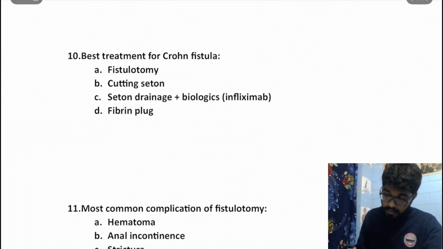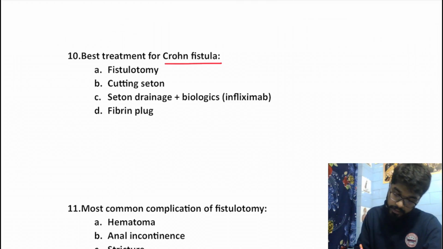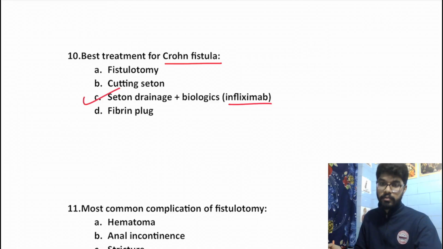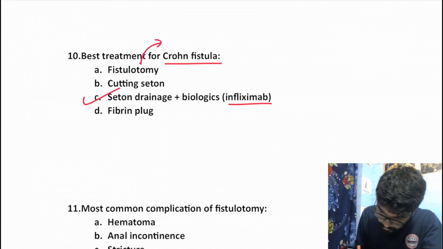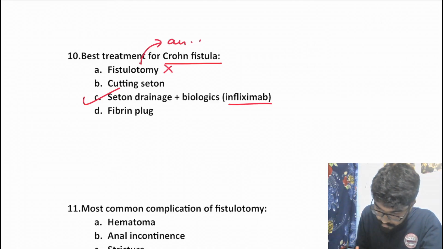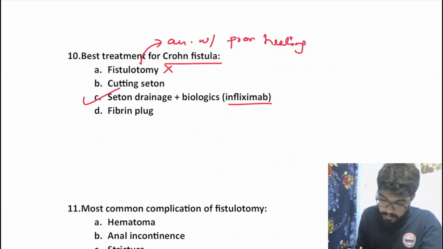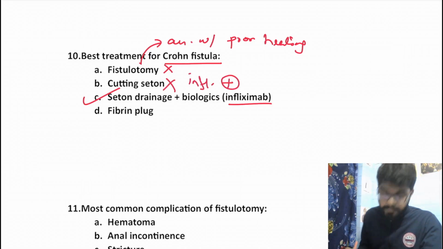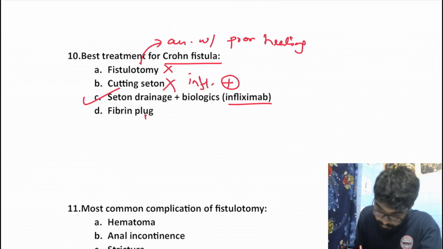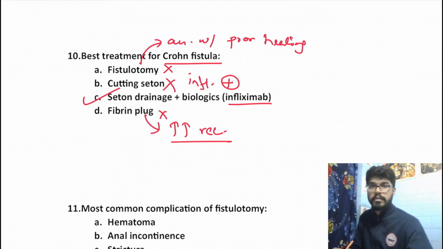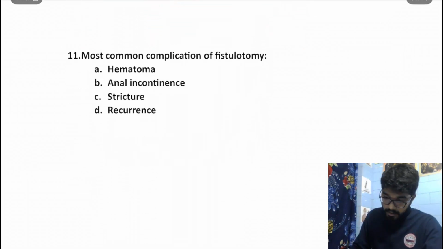Best treatment for Crohn's fistula. It is without doubt seton drainage plus biologics, infliximab, for the underlying Crohn's disease. Why not fistulotomy? Because it is associated with poor healing. Cutting seton is not used because the inflammatory component is present in Crohn's disease. And fibrin plug is not used because of a very high chance of recurrence. Okay. Moving on to the next question.